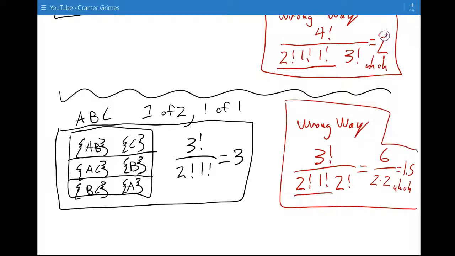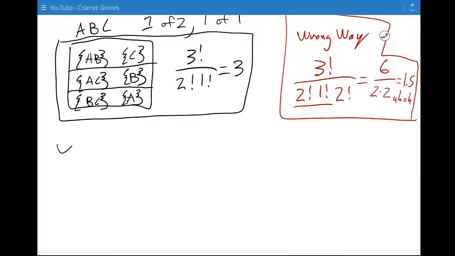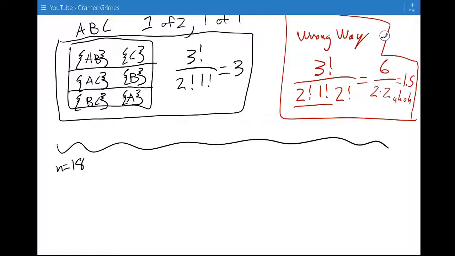Okay? So again, when you're having indistinguishable groups or unordered groups, you can only assume that you can't distinguish between them if they have even groups. Okay. One last example here. I'm going to have 18 objects. I'm going to do 2 groups of 2. I'm going to do 2 groups of 3, and then I'm going to do 2 of 4. Okay?